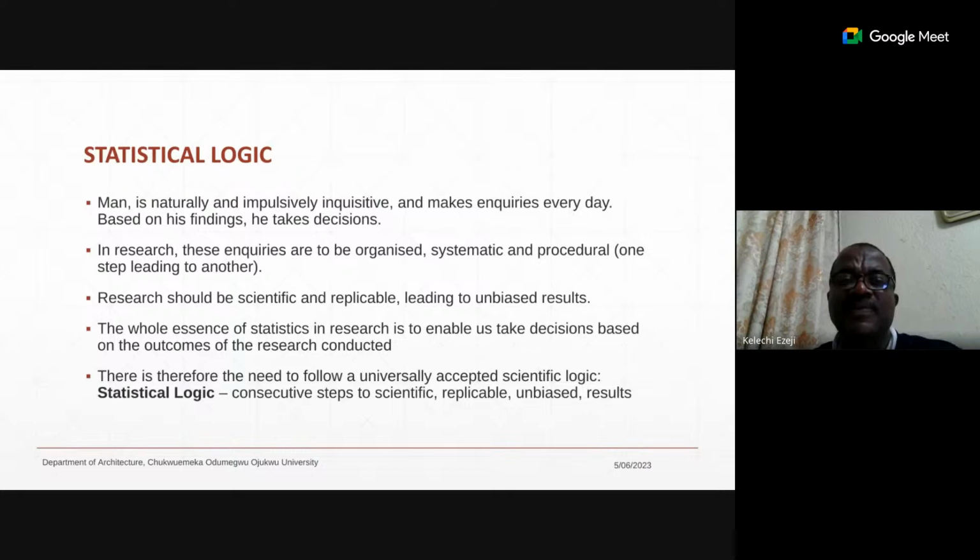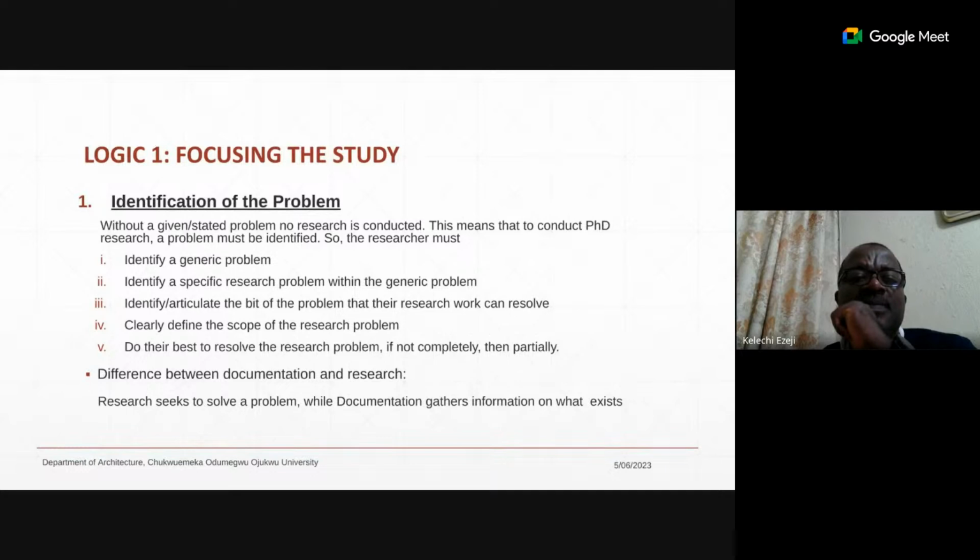And we went on to look at what the first step in the logic is, which is about focusing the study. In focusing the study, the first thing we do is to identify a problem. We have always given this definition of research as being systematic inquiry to obtain data to solve a given problem. So there is the need first to identify the problem before you even start out trying to solve it through gathering data.